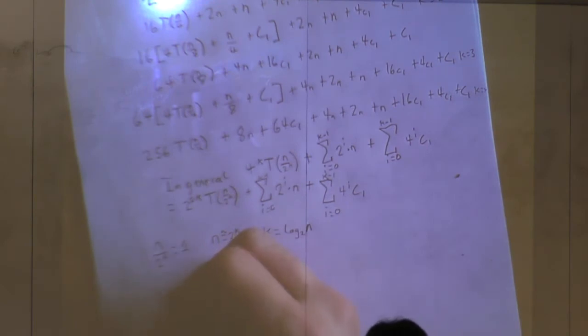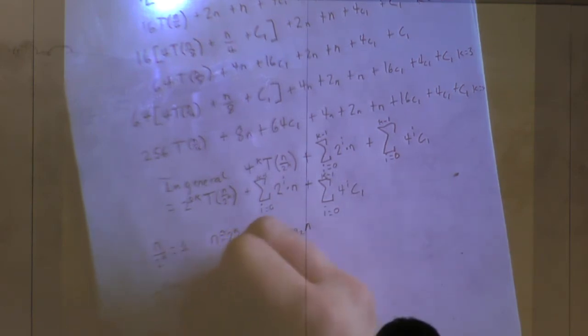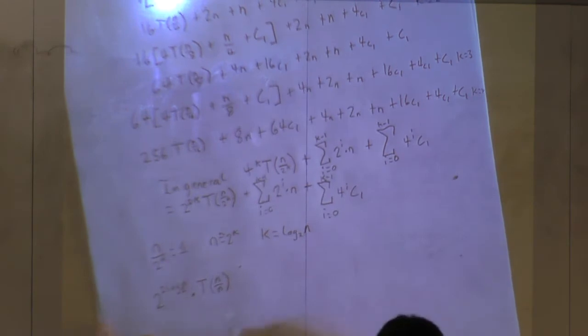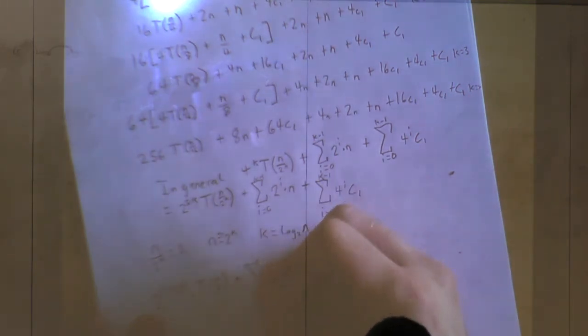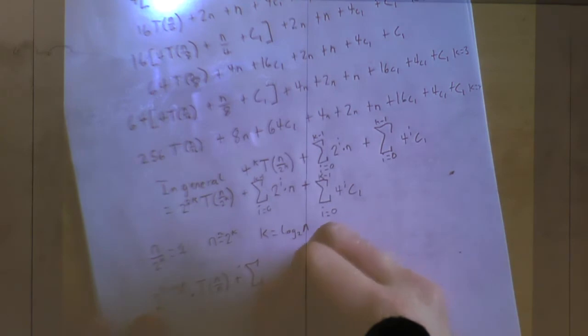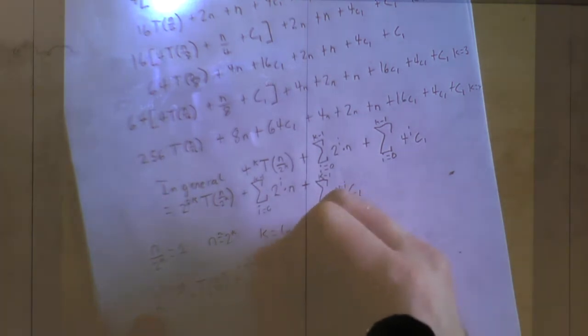So we can say that instead of 4 to the 2k, we can write it as 2 to the 2 log base 2 of n, okay? And then times T of n over n, because we're replacing 2 to the k with n, right? So that's essentially just going to become 1. And then we have our summations over here. So we're going to say from i equals 0 to k minus 1.